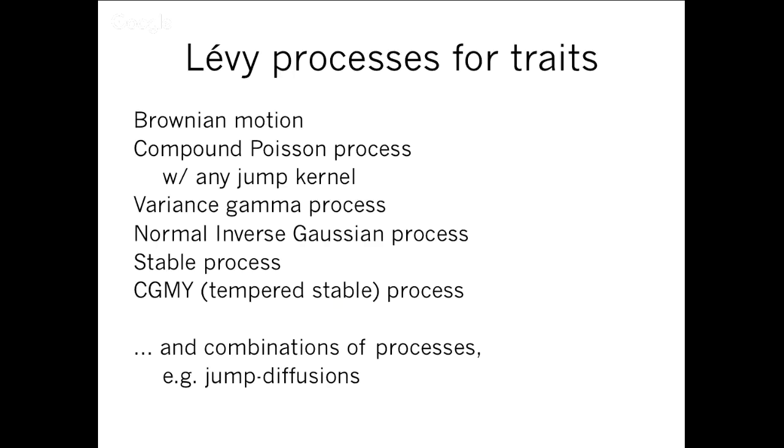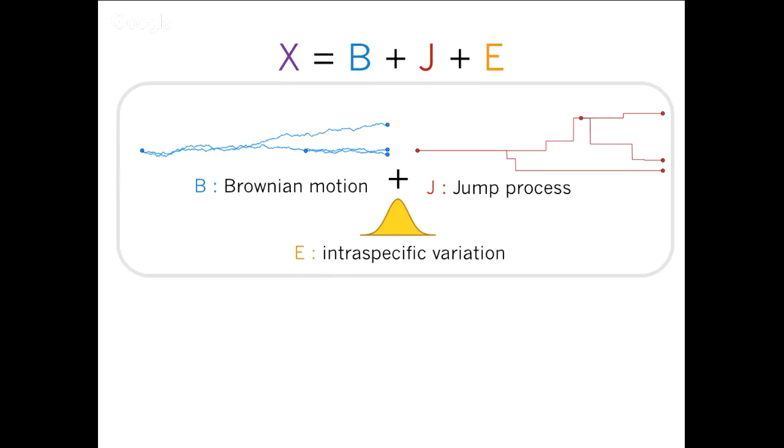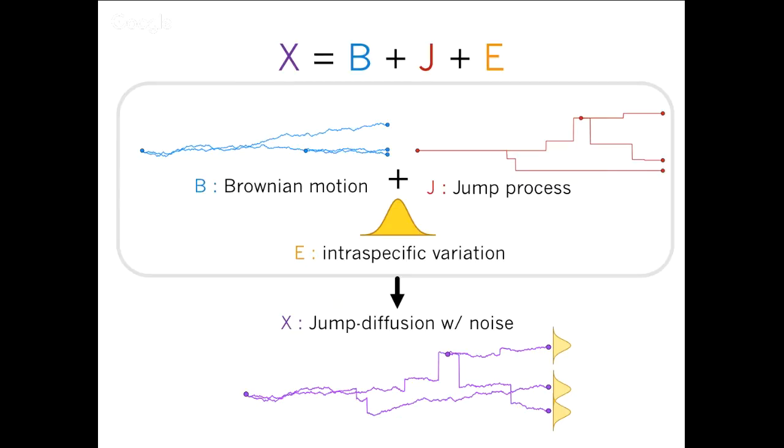But one nice feature of all these processes is that some of the properties of Lévy processes allow you to basically compose new Lévy processes by adding together simpler Lévy processes. And these combinations of processes can allow you to produce models such as jump diffusion models. And so at the top here, I have this very simplified equation: x is equal to b plus j plus e. What this is saying is that we might want to construct some process x that's the sum of three different sources of randomness. This is sometimes known as a convolution. And here we have a Brownian motion model, a jump process, and some amount of interspecific variation. By summing these three things, we can essentially generate a jump diffusion process with some amount of evolutionary noise.